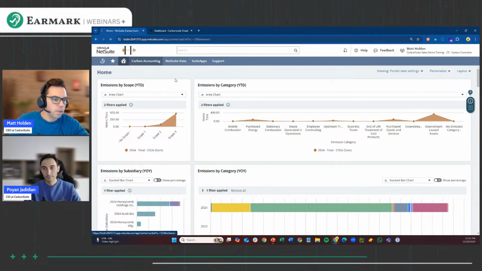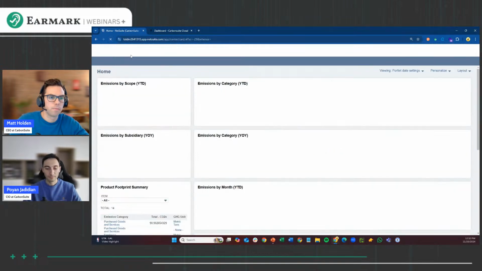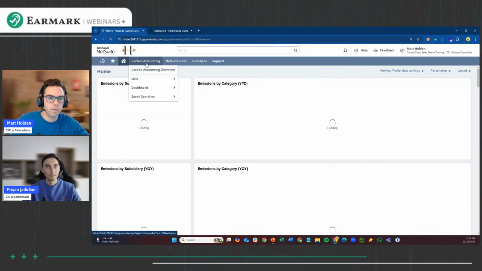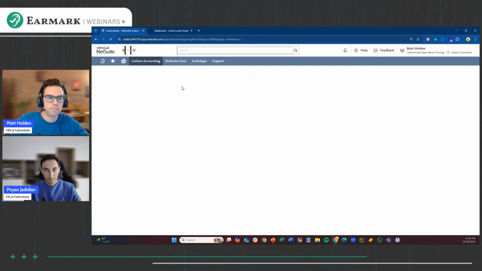So I'll next open up the carbon accounting dashboard. Take a look here. Let me see if this will load for me. I think I'm having some bandwidth issues. Let's see if I can get this to open here.